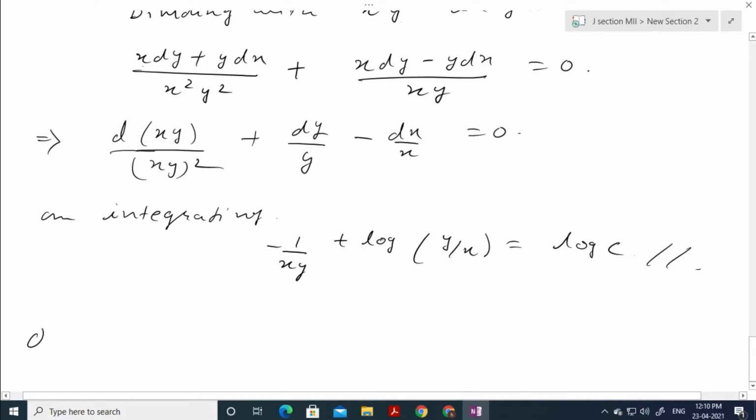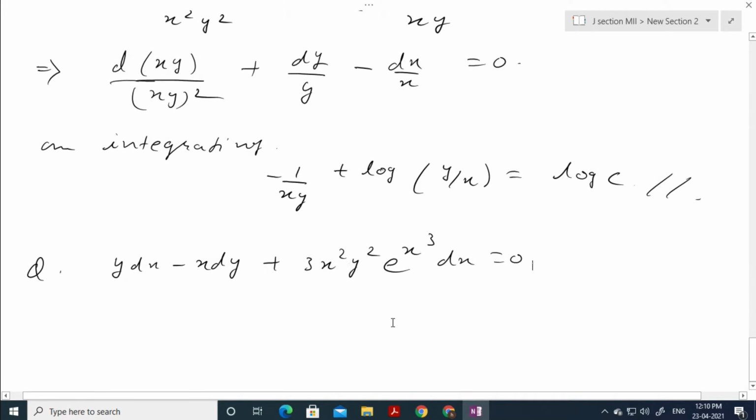Understood? Suppose you try to solve this one. You have y dx minus x dy plus 3x square y square e to the power x cube dx is equal to 0. Though it is not written in standard form, it is M dx plus N dy is equal to 0 only. Is it or not? Taking dx common, your M will be y plus 3x square y square e to the power x cube and N will be minus x. So obviously dou M by dou y is not equal to dou N by dou x. So this is not an exact differential equation.